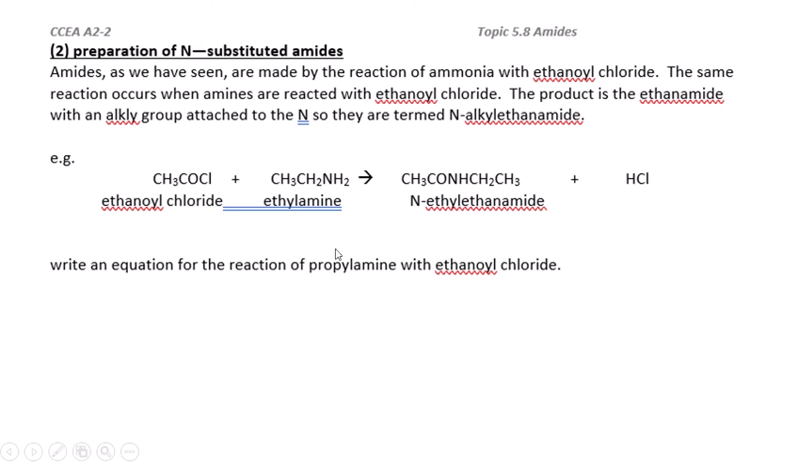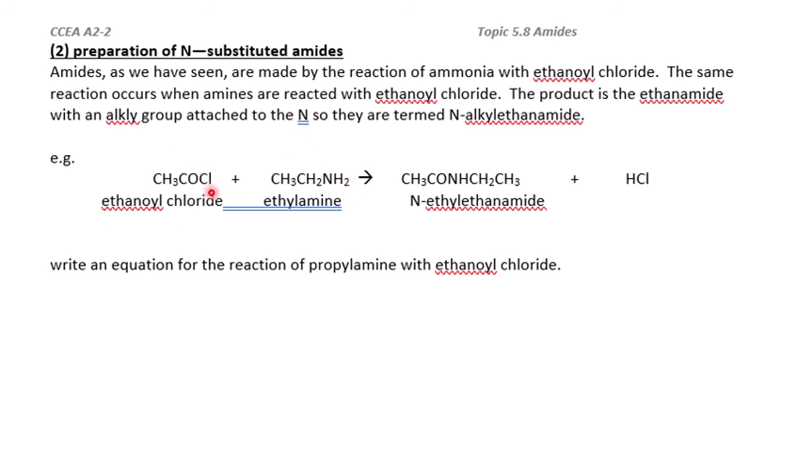The other preparation that you might be asked is the preparation of an N-substituted amide, and those are made by reacting the corresponding amine with ethanoyl chloride, being the acyl chloride that your specification asks for. So for example, ethanoyl chloride with ethylamine would be shown here. So you can see there's our ethanoyl chloride, there's ethylamine.